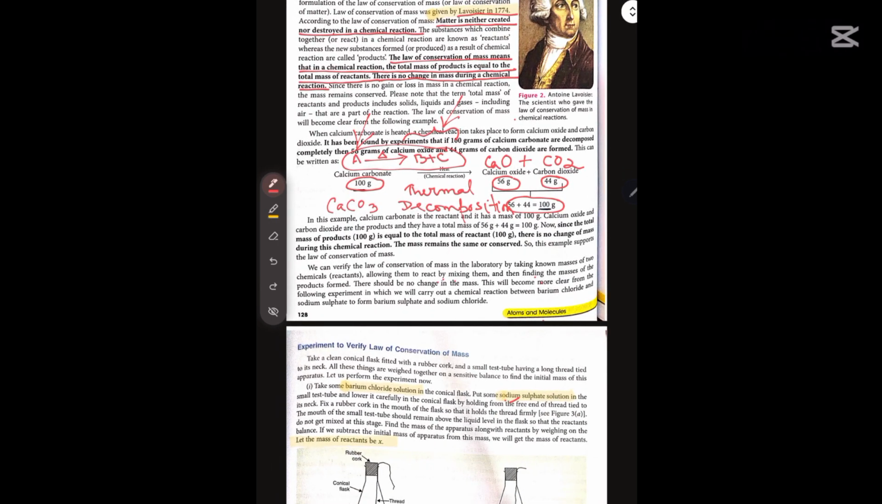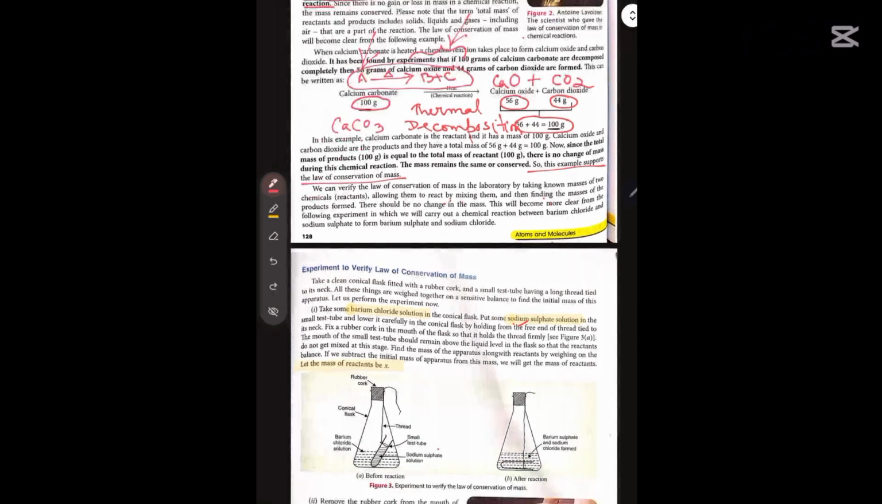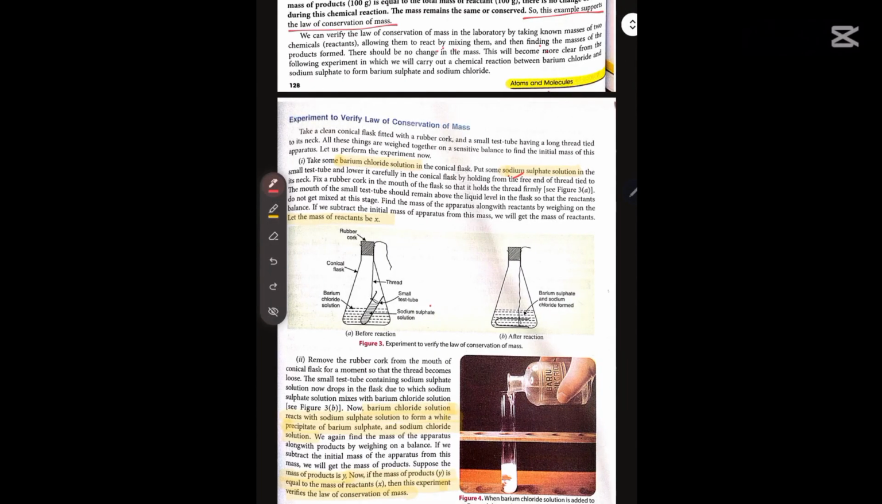So this is an example of the law of conservation of mass, or we can say this example supports the law of conservation of mass. So this is the evidence. Now, experimentally, to verify, what is this experiment? Let us understand. So a conical flask is taken.